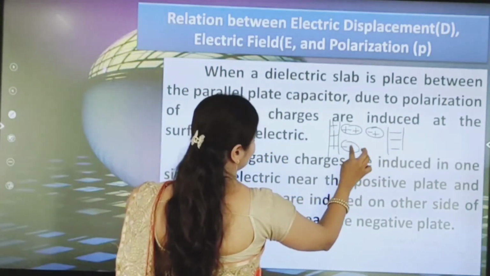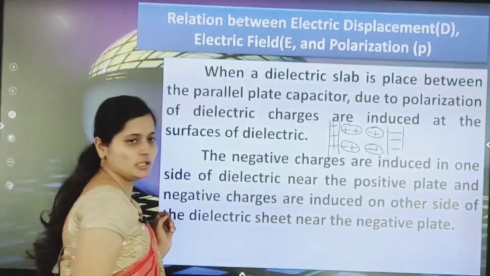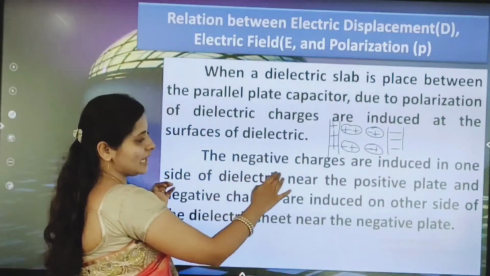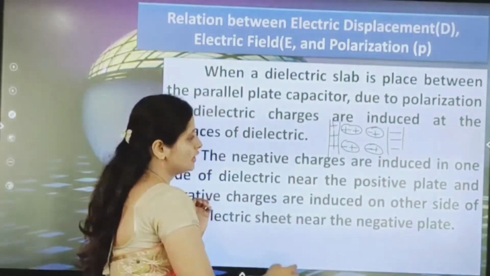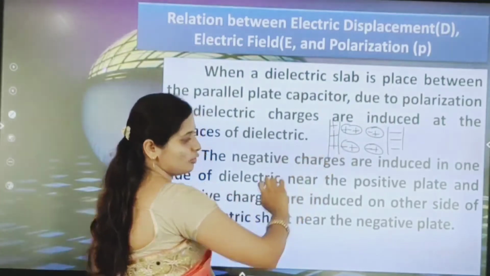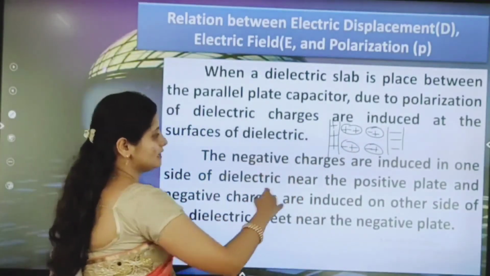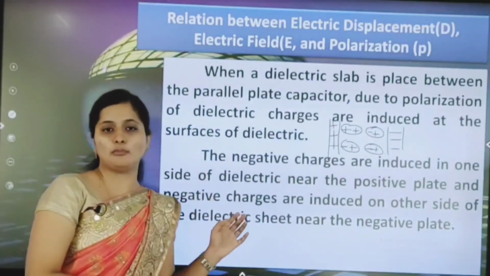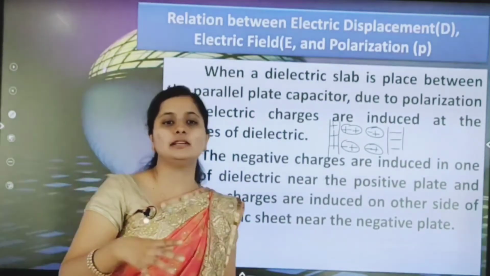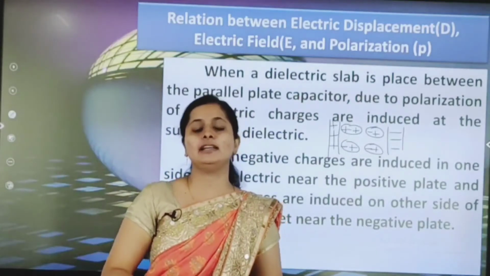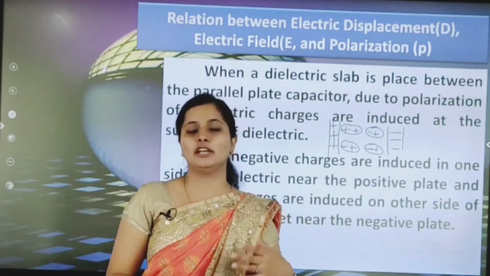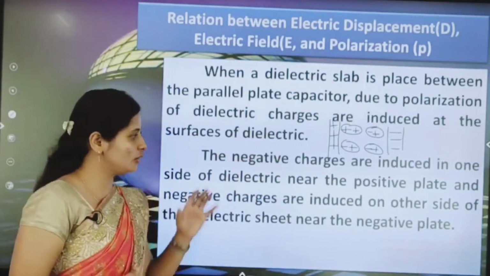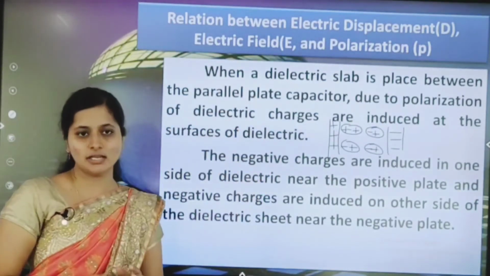So here negative, positive, negative, positive. So we can explain this here. Negative charge are induced in one side of the dielectric of the positive plate. So here negative charge with respect to positive charge, and like that the positive charge with respect to negative charge. So like that we are composing our parallel plate capacitor with respect to dielectric material, and we are getting the induced charges or the electrically polarized charges. Okay, this is the explanation of first as well as the second para.